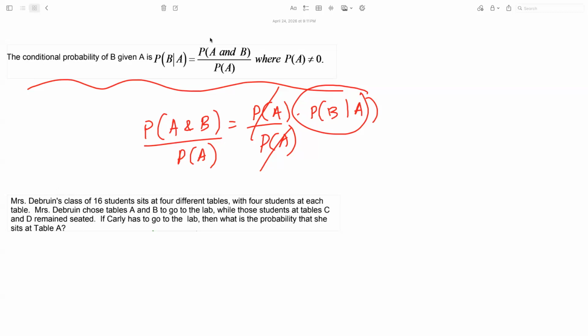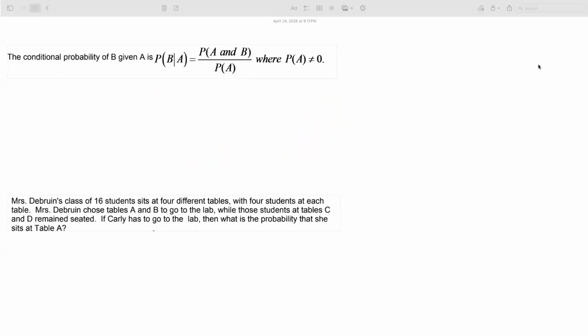Then guys, 16 students sit at 4 tables with 4 students at each table. Mrs. Debruin chooses tables A and B to go to the lab while those students at tables C and D remain seated. If Clary has to go to the lab. Oh wow. Shall we try?